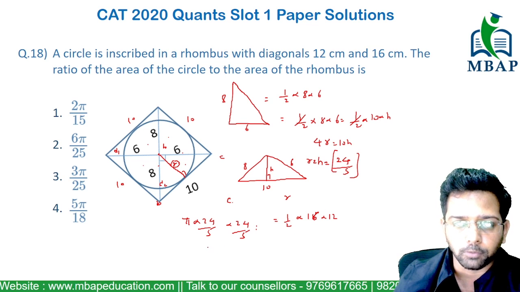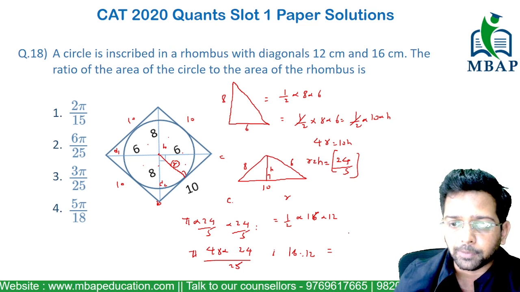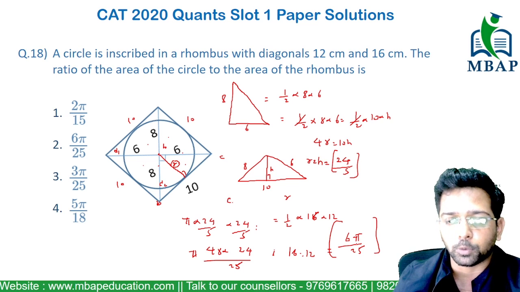This 2 will go there, so it will become 48 into 24 upon 25 is to 16 upon 12. If you solve this, you will get the final, and this is pi in the beginning. My final answer will look like 6 pi upon 25 as the final ratio of the area of the circle to that of the rhombus.